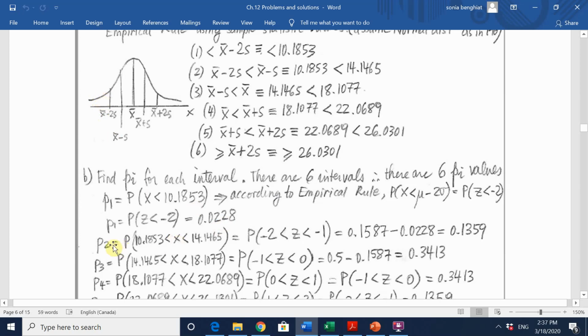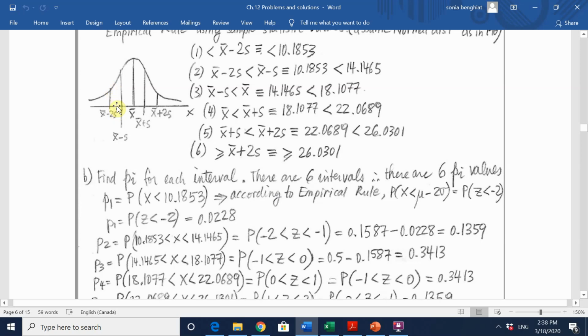In the second interval, or in the second category if you want, I need to find that P2. What is the probability of getting an observation in the second category? This would be resolved by determining the probability that I have a z value that lies between -2 and -1, right? Again, this comes from the definition of the second interval, which lies between x bar minus 2s up to x bar minus s. In other words, we are looking at this interval right here, the second interval.